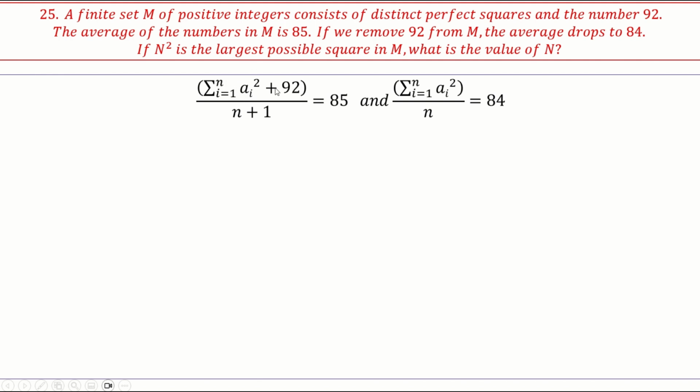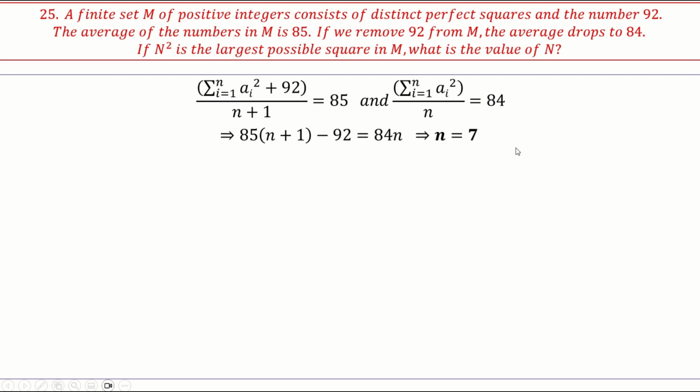Sum of n perfect squares plus 92, divided by n plus 1, is 85. If 92 is removed from this, that is sigma i equal to 1 to n of ai square, only perfect square numbers, sum of perfect squares divided by n is equal to 84. Okay. Now from this we can easily derive the n value. Correct. 85 into n plus 1 minus 92 is equal to 84n. Okay, that means n is equal to 7.